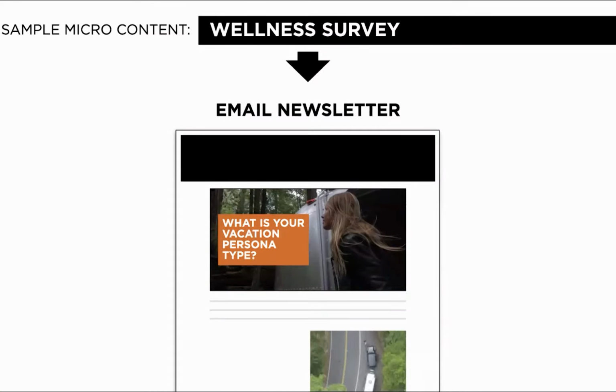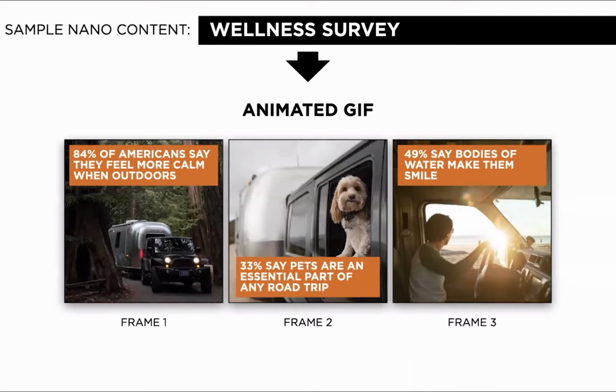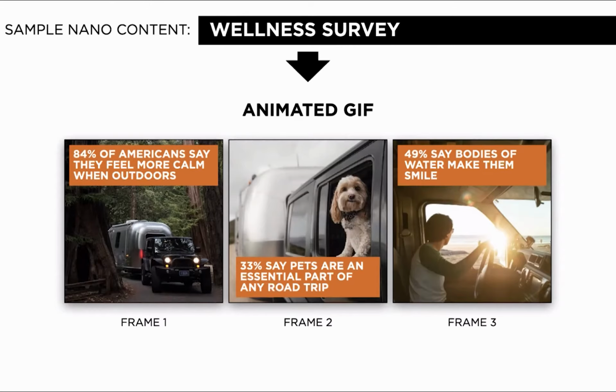We had a new email newsletter to their audience, which asked, what is your vacation persona type? And we compared persona types for how you like to experience wellness on a vacation compared to the results of the data study. And then we had nano content, which was an animated GIF that highlighted different stats from that study: 84% of Americans say they feel more calm when they're outdoors. 33% say pets are an essential part of any road trip. My little terrier Ginger is roaming around somewhere in the back here. And then 49% of people say that bodies of water make them smile. So those were three interesting stats deployed as nano content.